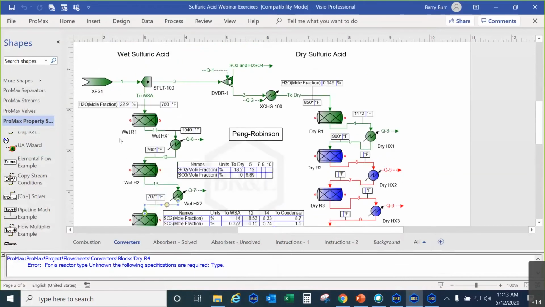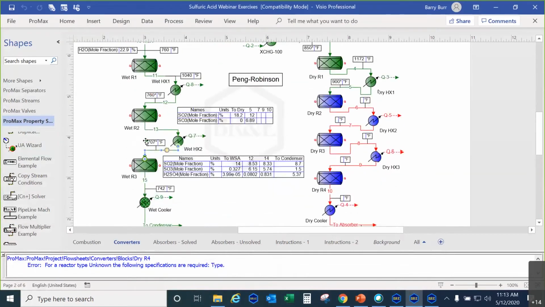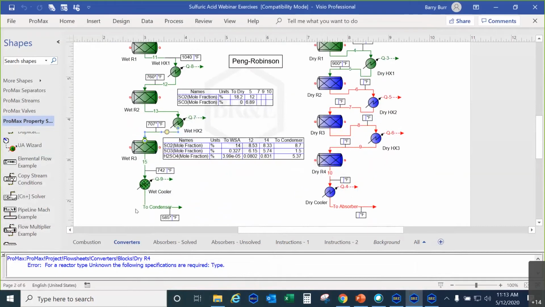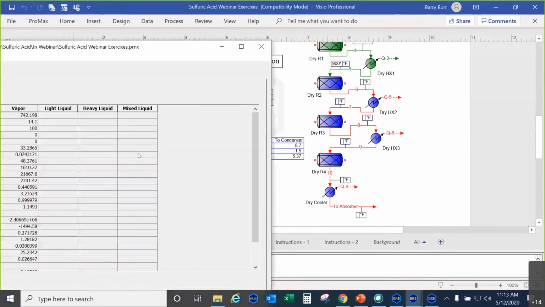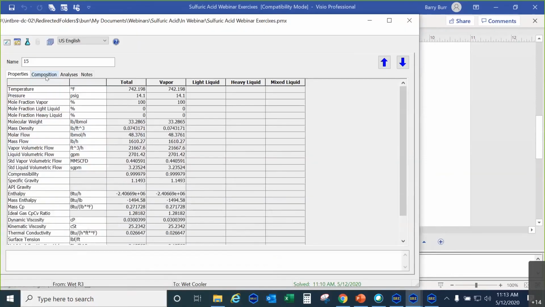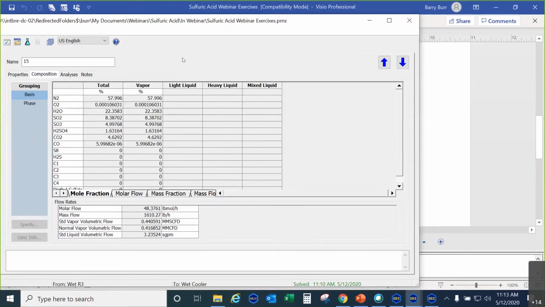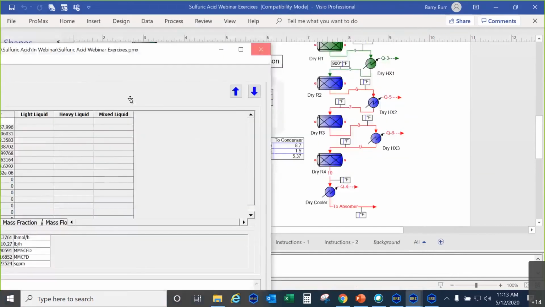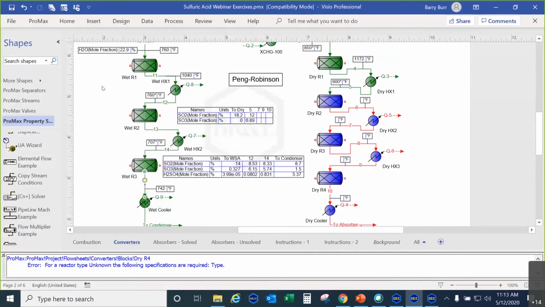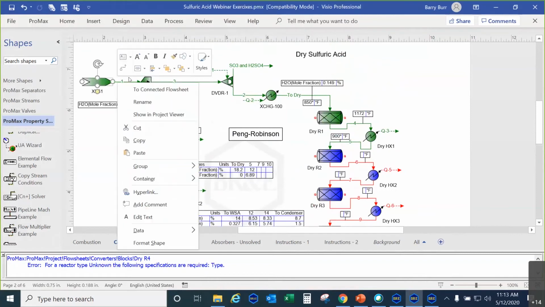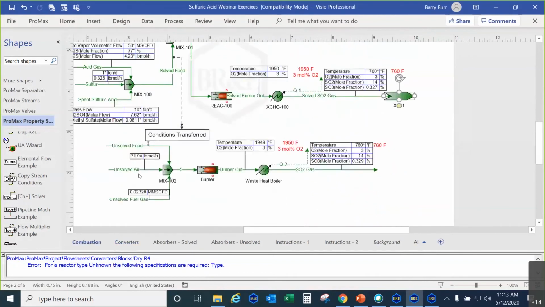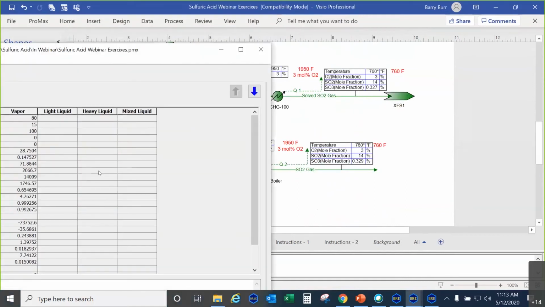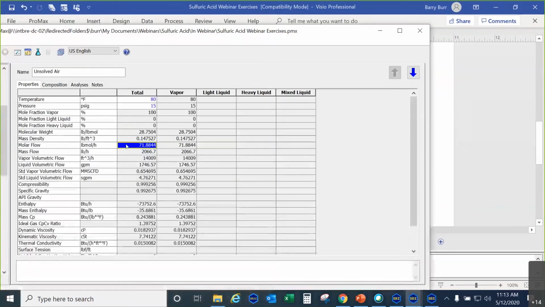I can't believe that I messed up like that on making this exercise. But I don't seem to have enough oxygen to convert all of the SO2 to SO3. Yeah, I need extra oxygen. Maybe I could get out of this mess by doubling the oxygen content here. I'm winging it right now.